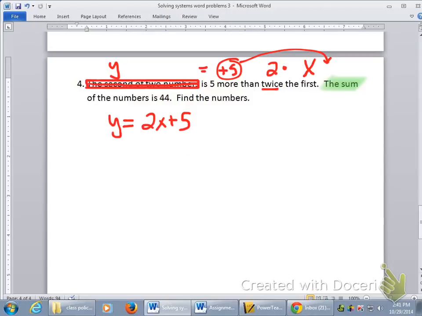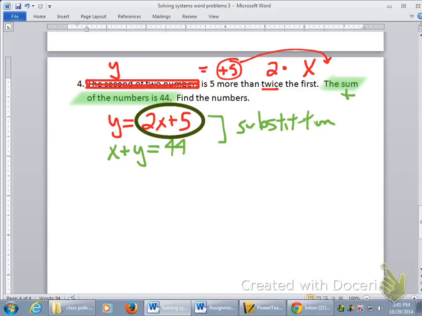The second sentence, the sum of the numbers is 44. That's pretty straightforward. And again, I think substitution is going to be our best method here. We talked in class that this would be pretty easy to graph if you wanted to do graphing, but we don't all have graphing calculators at home, so we'll go with substitution.